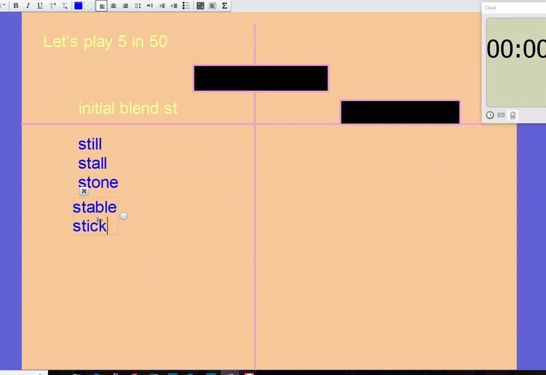So we've got still, stool, stone, stable, stick, stab, stink, stain, strip. We could have steer, we could have store. There's lots and lots of words. So if you have 5 of these, of any 5 words that have the st sound at the beginning, you can check with your partner.